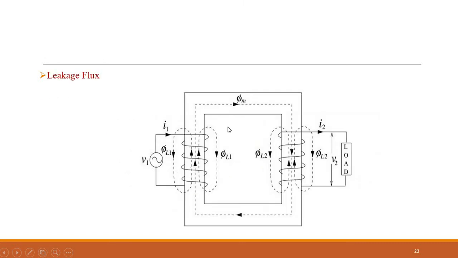Now next is the leakage flux. What is the main flux and leakage flux? The main flux flows through the core of the transformer, and the leakage flux is in the air. This is the air gap flux, or flux in the air surrounding the coil, which is called the leakage flux. There is leakage flux because of the primary winding, and leakage flux because of the secondary winding. So it is phi L1 and phi L2. This flux is produced only when current is flowing through the coil.